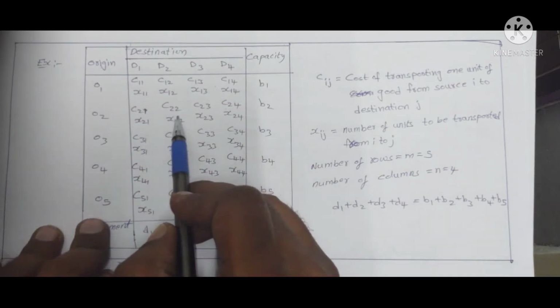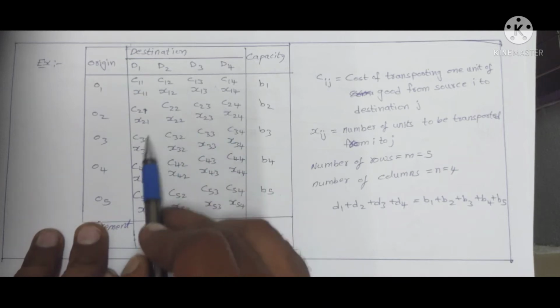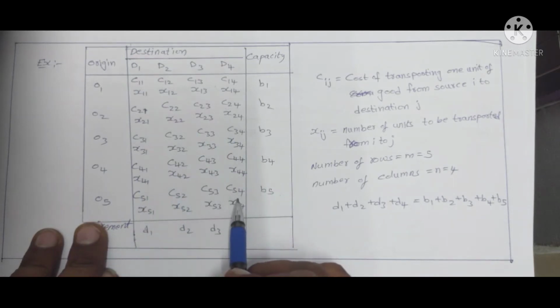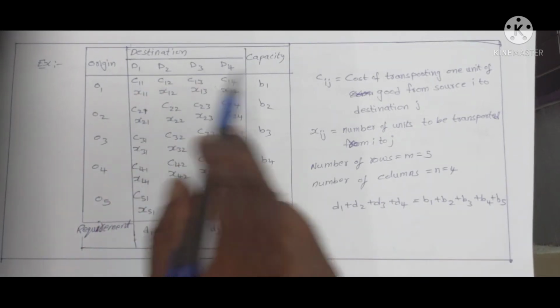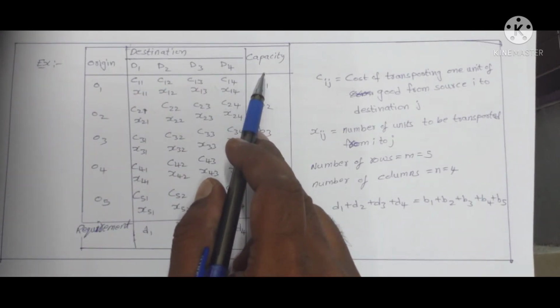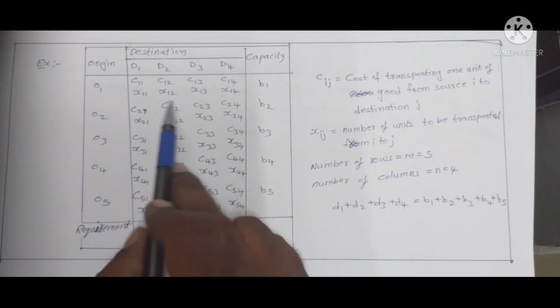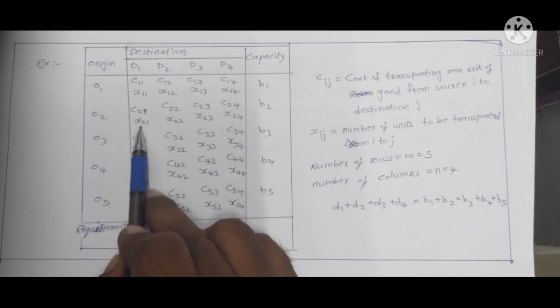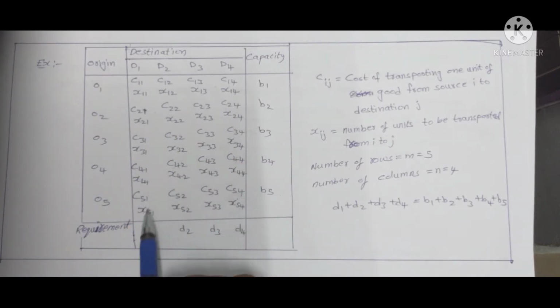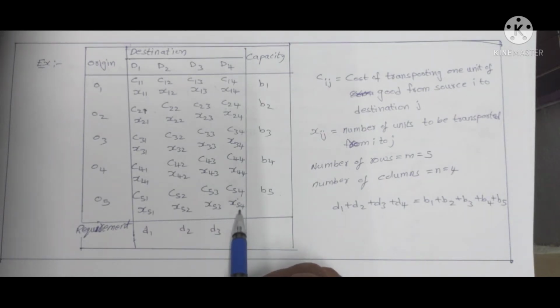Like that: C22, C23, C24, C31, we can take any values up to C54. All these C values are nothing but the transportation cost from origins to the destinations for one single good only. Next, coming to the x values: x11, x12, x13, x14, x21, x22, x23, x24, like that, up to x51, x52, x53, x54. These are the number of goods transported from a particular origin to a particular destination.